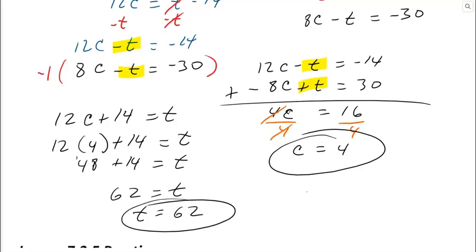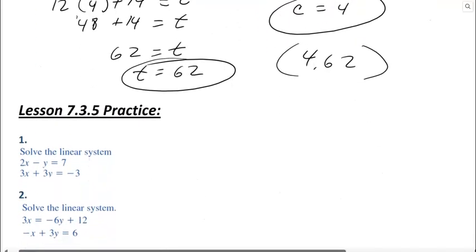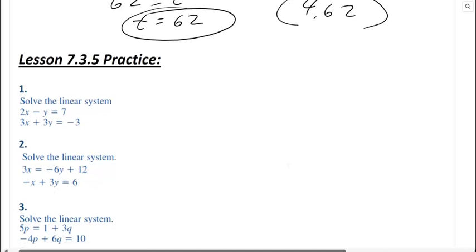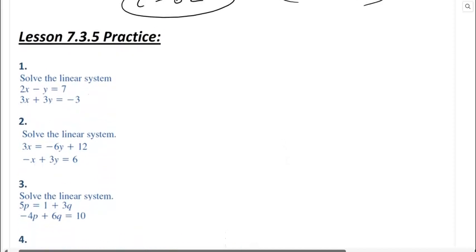So the number of children is 4, and the total cost is 62. That's when the cost will be the same for both places. Solving systems of equations in real-world applications. You're welcome. Now, of course, we would want to check to make sure that is correct, using step 5. But in the interest of time, we're just going to say, yep, we're good. But I always want you to check your work.